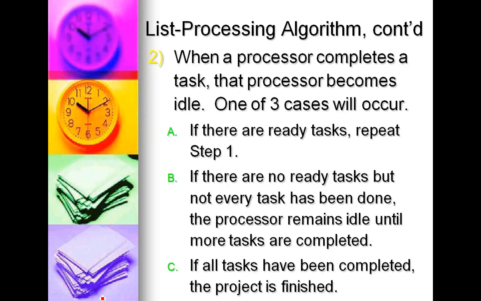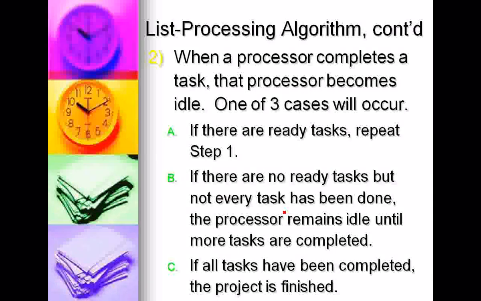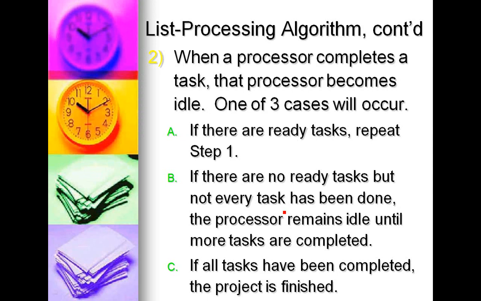So when it completes a task, you're going to do one of three things. If there are more ready tasks, then you're going to repeat the same thing that you just did. If you don't have any ready tasks, but not everything has been done, then your processor is going to remain idle until you have more tasks that are ready. If all the tasks have been completed, then you've finished the project and you're at the end.